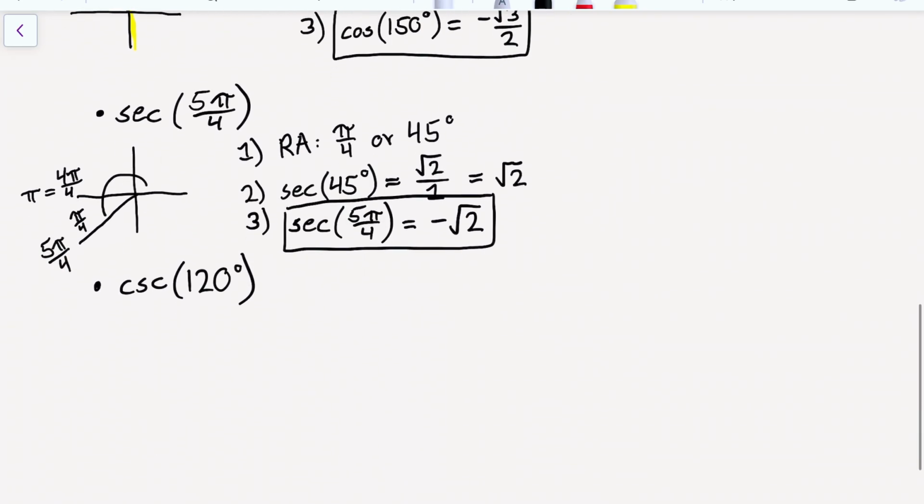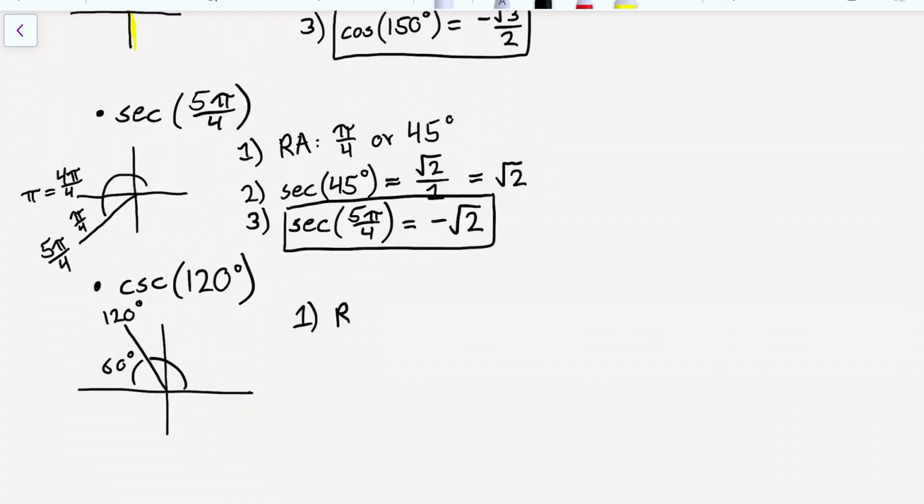One more example. Let's find the cosecant of 120 degrees. Cosecant of 120. This is also a quadrant 2 angle. 120 degrees is about right here. The reference angle is 60 degrees. Step 1, find the reference angle of 60 degrees.